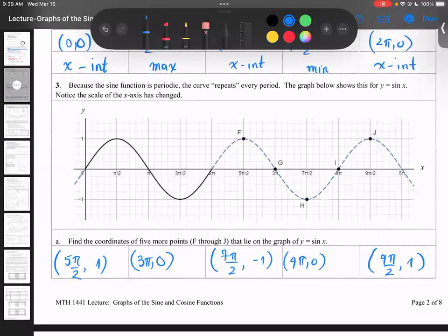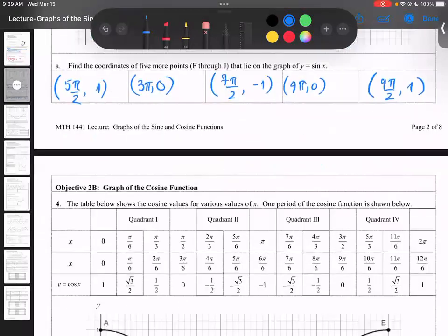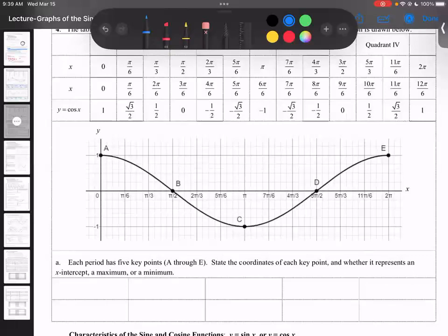If it started positive, it started with the maximum, it goes to 0, and then goes to the minimum, and then goes back up to 0, and then goes back to the maximum, right? There's a pattern. You guys try this one.